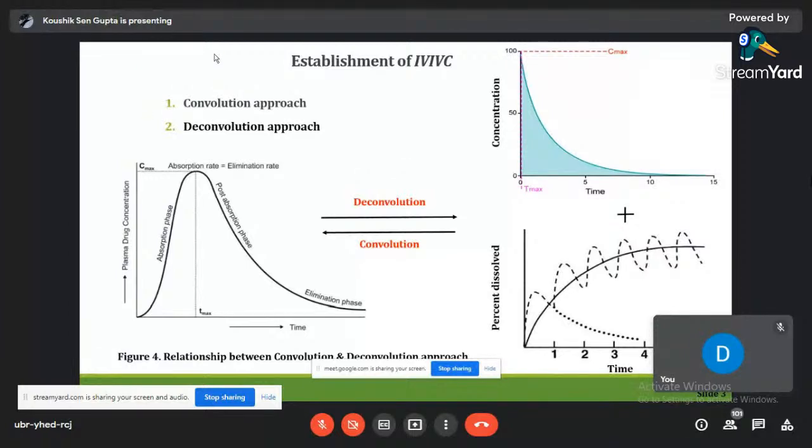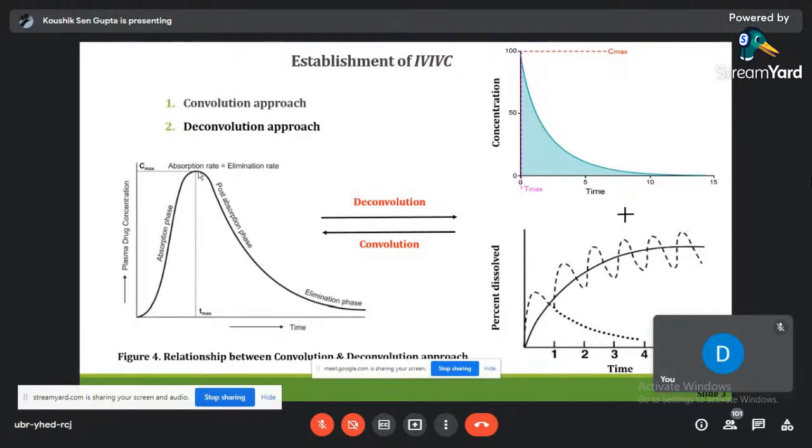In the absorption phase, the rate of absorption is much higher than the rate of elimination. One time will come when the rate of absorption becomes equal to the rate of elimination. Here you get a plateau. This indicates the Cmax value. Cmax means maximum concentration, the concentration of the drug in the blood is maximum. The corresponding time where you get the Cmax value is Tmax, that is the time to reach the maximum concentration of the drug in the blood.